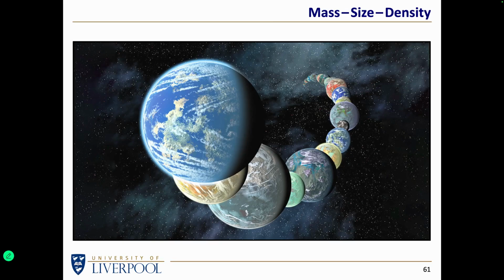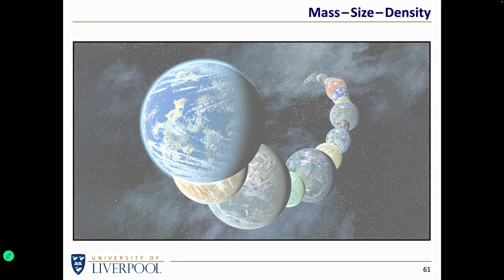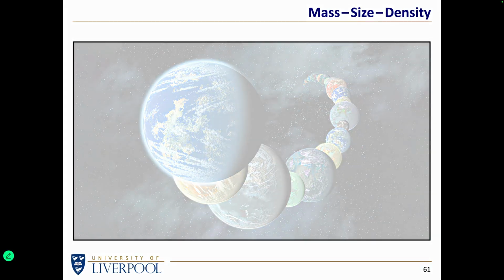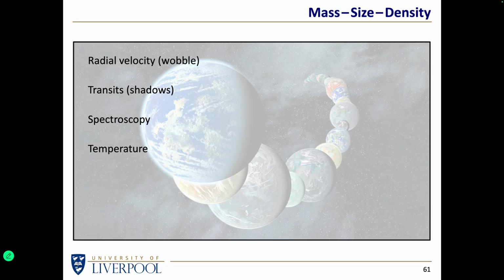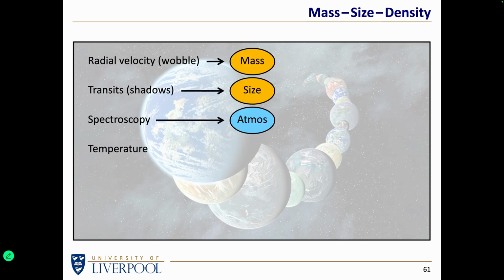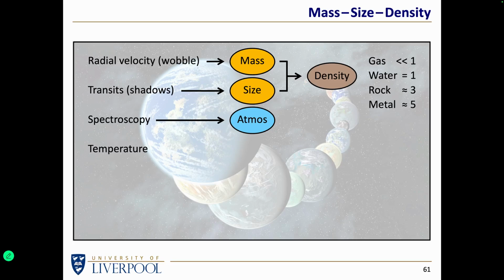So we have a number of different techniques that allow us to get various properties of the planets. And we've already seen that radial velocity, how much the star wobbles, effectively tells us how massive the planet is. The transit blocks a certain amount of light depending on the size of the planet. And also, if we break the light from the planet down into its spectrum and use spectroscopy, we can get information about what the atmosphere is made of. So if we can apply all of these techniques to a particular planetary system, then with the mass and the size of a planet, we have an estimate of its density.